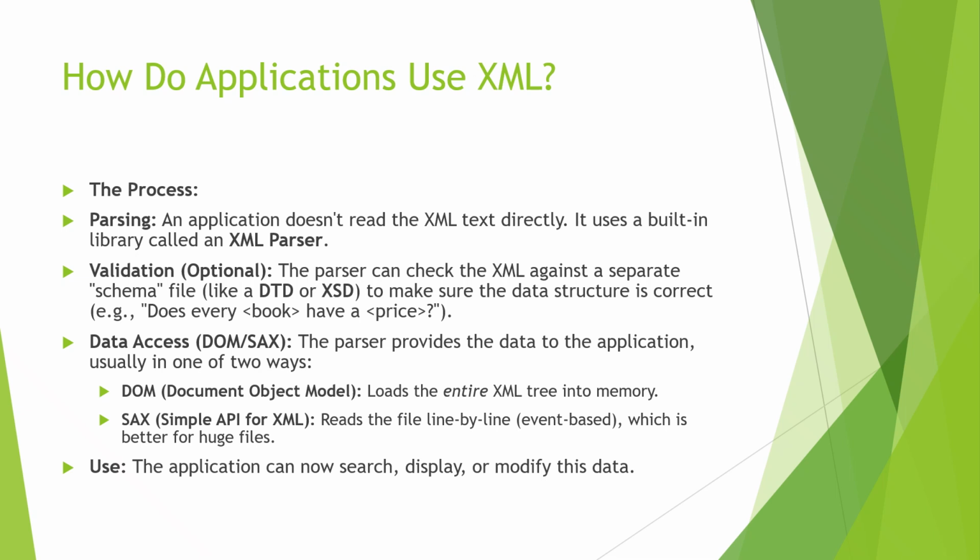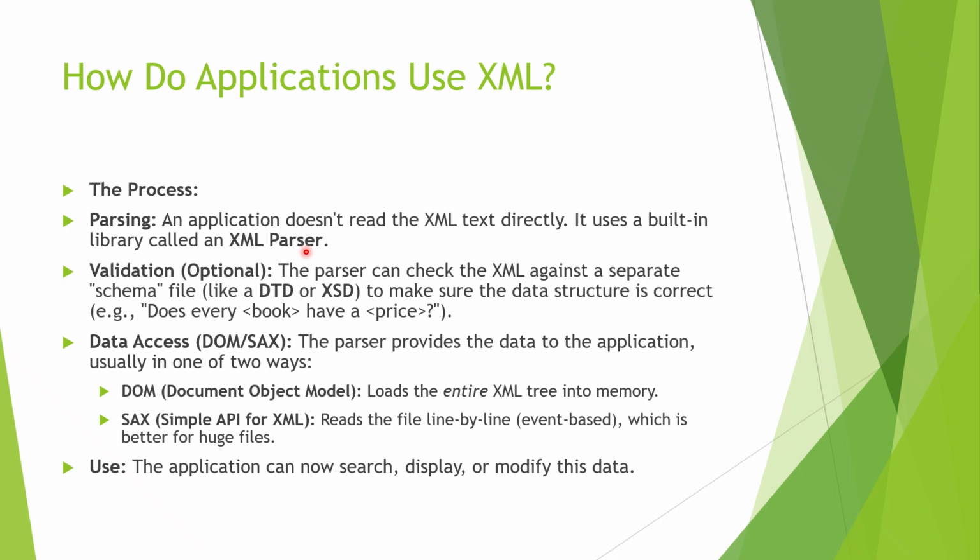The process is called parsing, and the application does not read the XML text directly. It uses a built-in library called an XML parser. Your application, let's say it's a Java program, hands the catalog.xml file to the parser. The first thing the parser does is check if the file is well-formed, checking all of our golden rules. If it finds one mistake, it stops and tells the Java app this file is broken.